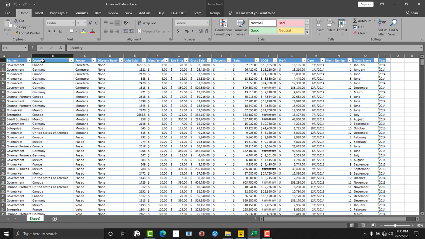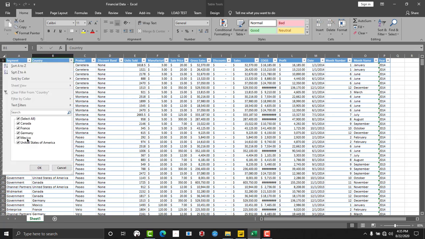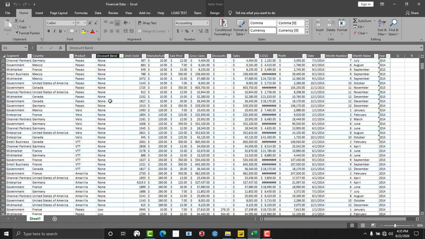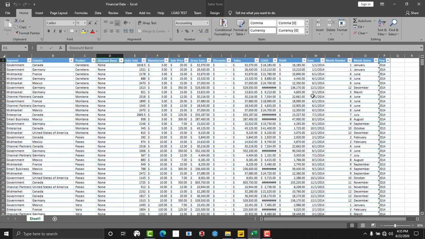We have the country. Now we have Canada, France, Germany, and US, like that. We have product and discount. I don't think we would need this, and there are some elements in here that we won't need. So let's go ahead and start getting this data into our platform.